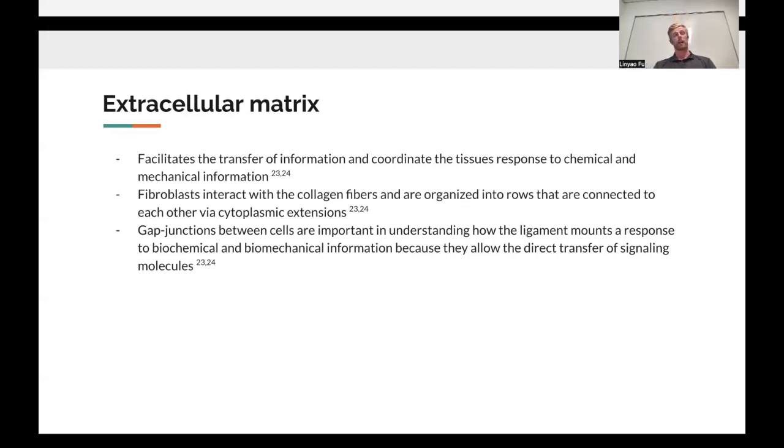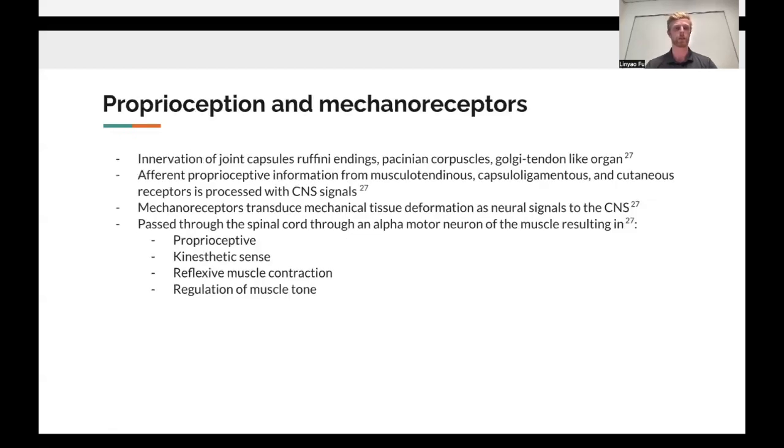We're going to have fibroblasts that are connected via cytoplasmic extensions, or if they're directly next to each other, they're going to be connected via gap junctions. These gap junctions are very important to how a ligament responds when there's biomechanical or biochemical information applied to the ligament, and they allow a direct transfer of information between those cells.